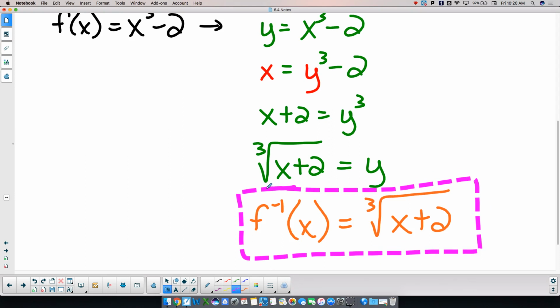Okay? Green is wrong. Orange is correct. That's why it was its own step from yesterday. It was its own step. Step 4. Put it back in inverse notation. Okay?